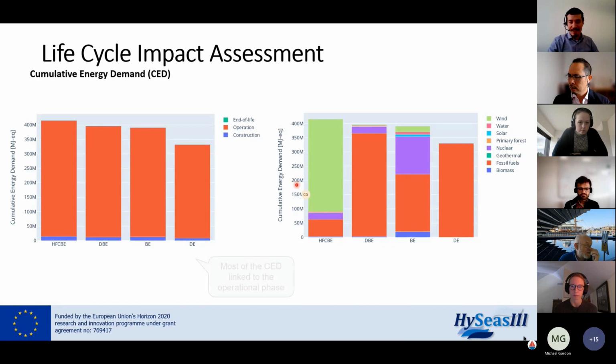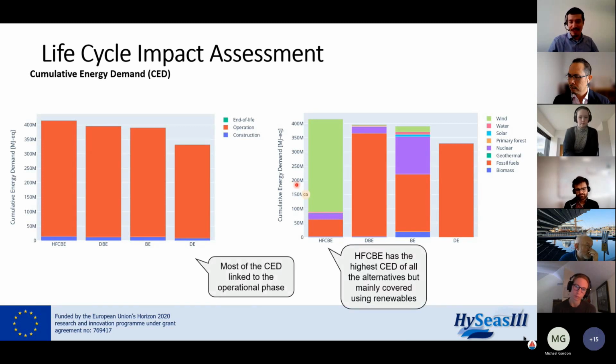The other aspect I would like to mention here is, for the hydrogen and fuel cell battery alternative, we have the input of wind power. It's the main contributor, thanks to the assumption we made before of using wind power to produce hydrogen. Also, the inputs from the grid make some fossil fuel contributions, so that's also visible here.